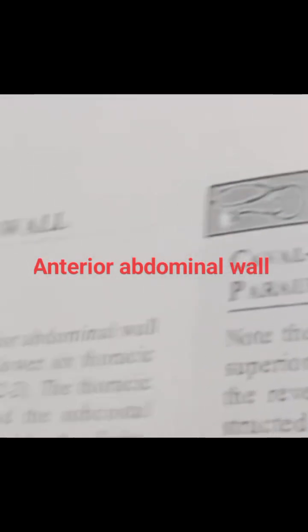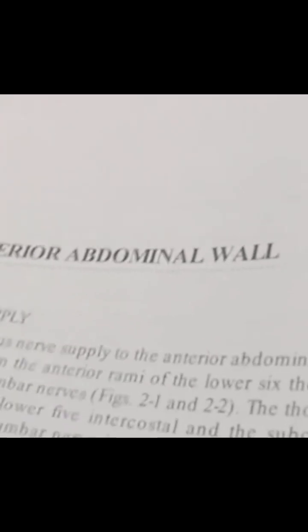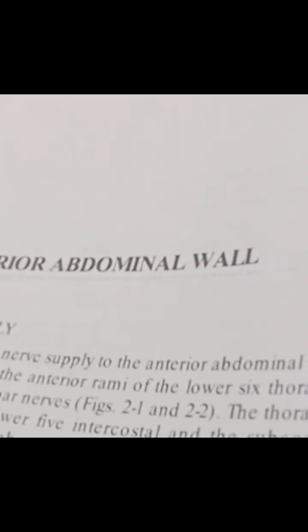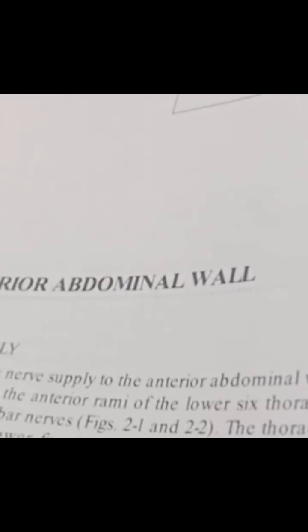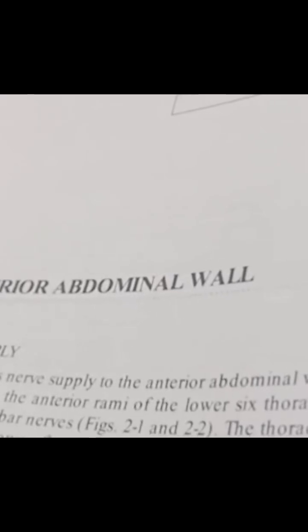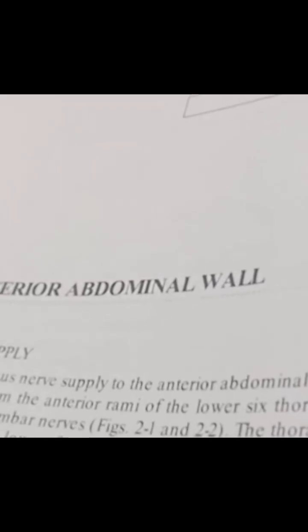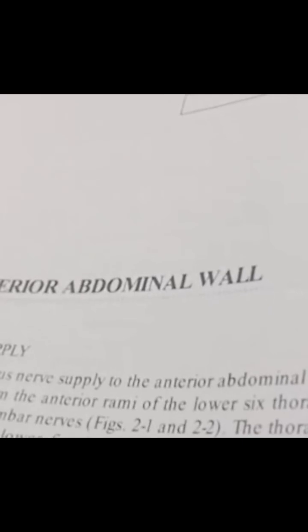Anterior abdominal wall. Skin nerve supply. The cutaneous nerve supply to the anterior abdominal wall is derived from the anterior rami of the lower six thoracic nerves and the first lumbar nerves. The thoracic nerves are the lower five intercostal and the subcostal nerves. The first lumbar nerve is represented by the iliohypogastric and the ilioinguinal nerves.